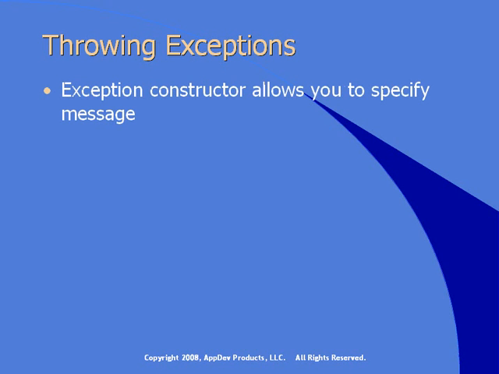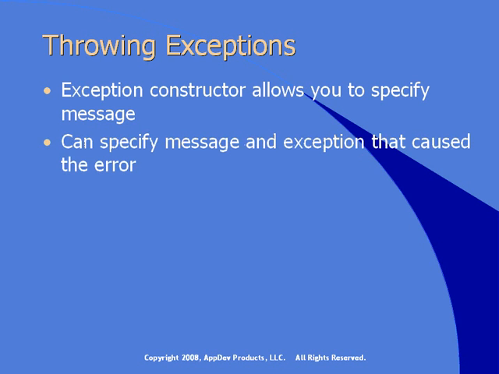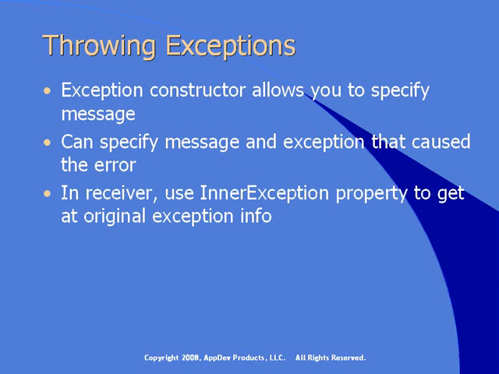If you throw an exception, you can create your own new exception instance, and the constructor allows you to specify a message. You can specify both the message and the inner exception, that is, the exception that caused the error. In the receiver of the exception, that is, the catch block that traps the exception, you could use the inner exception property to get at the original exception information. This only works if the code that raised the exception included that information. Let's try a demo that shows off some of these features.